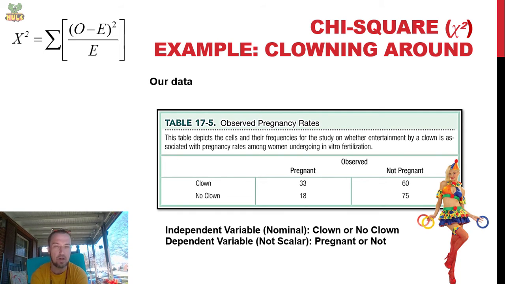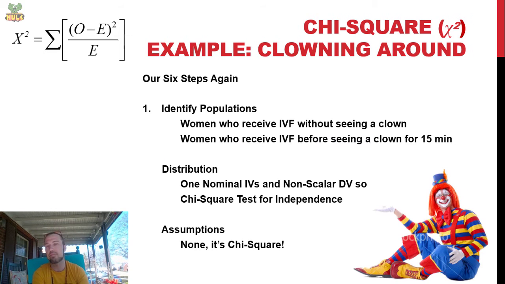So we've got an independent variable, right? We manipulated whether or not they were exposed to clown or not clown. We have a dependent variable where we measured whether they were pregnant or not, but pregnant or not is not a numeric variable. It's a yes, no, it's a nominal dichotomous variable, and that's why we have to run a chi-square. Our data simply represent frequencies that correspond to pregnant or not pregnant, right? We don't actually have any scalar or interval ratio dependent variable.